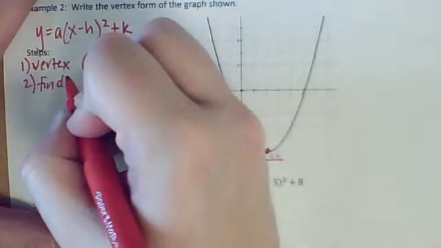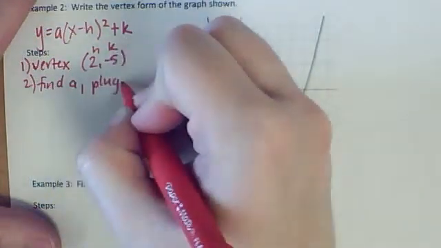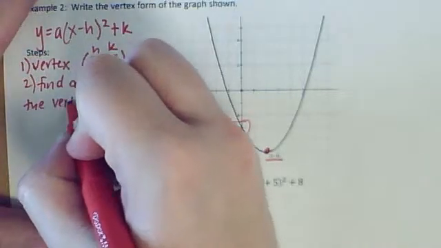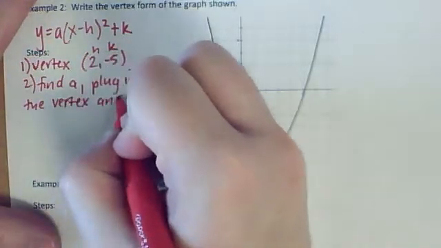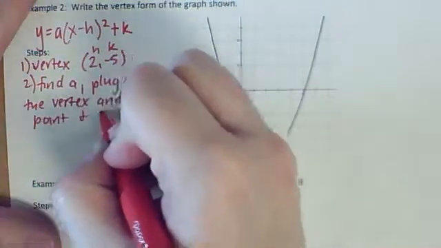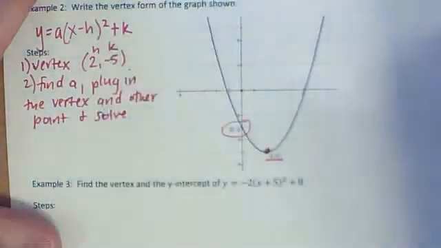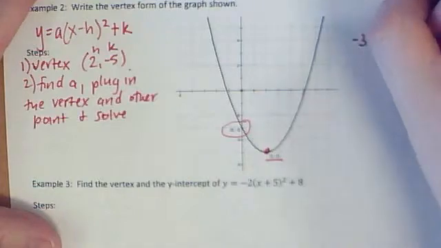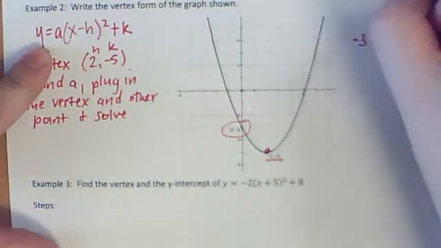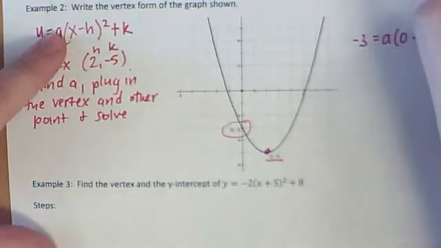So there's your hk. Now, the other thing that we need to figure out is this a. Well, we have the hk, and we also have another point labeled that we can use and plug in for x and y, and that will allow us to solve for a. So to find a, we're going to plug in the vertex and other point and solve. So the other point is 0, negative 3. So negative 3 is the y value. I don't know a. X is 0, h is 2, and k is negative 5.